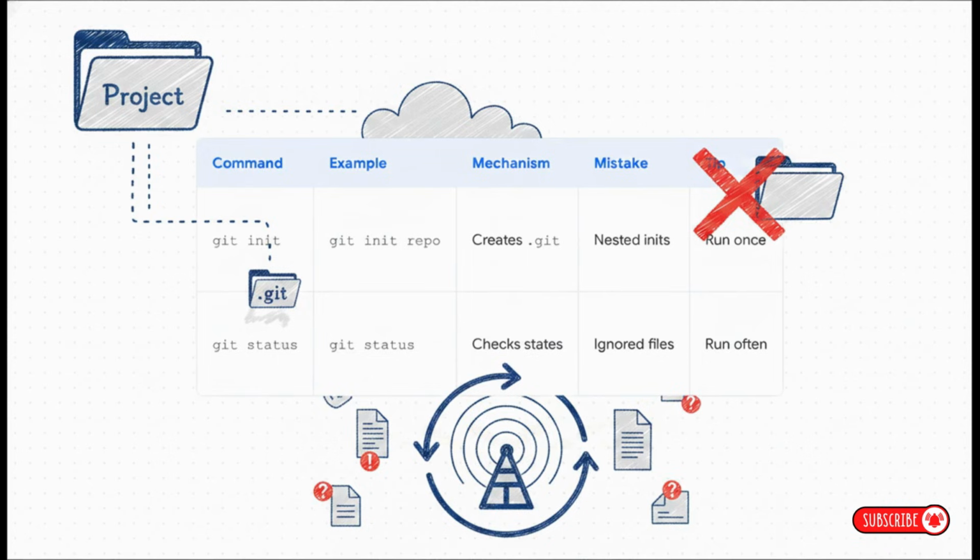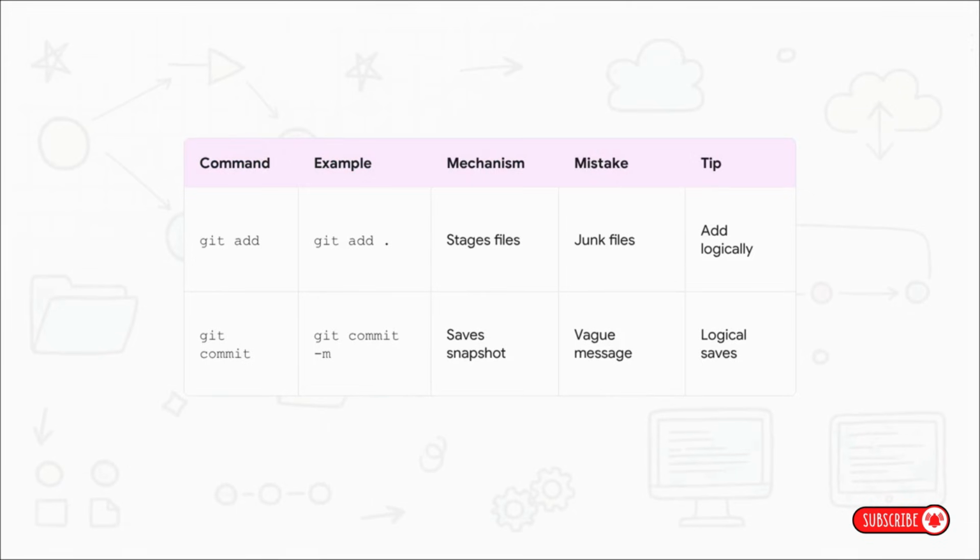Next, we need to know what actually changed, so we use git status. This acts like your radar, internally comparing your working directory to your index so you can see exactly which files are modified. Don't ignore your untracked files, and honestly, run this constantly to check your state before moving forward. So, why do we need to prep our files? Well, we use git add to move our changes to that staging area we talked about. For example, git add . stages everything in your current directory. But be careful, adding accidental junk files is a trap. Add your files logically, not just all at once.